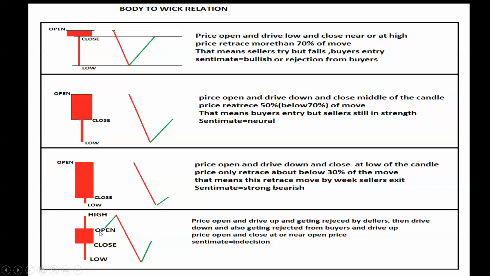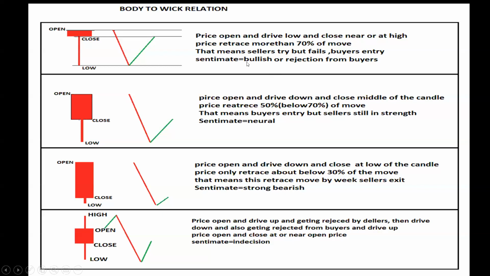A lot of indecision, and, I hate to say the term, but a little bit of consolidation on a smaller chart. Now, price opened up. It drove up, setting a high. It got rejected by the sellers. Then it drove down, got rejected by the buyers. It drove up. Price open and close are near the open price. This actually shows us indecision in the market when we see candles like that.